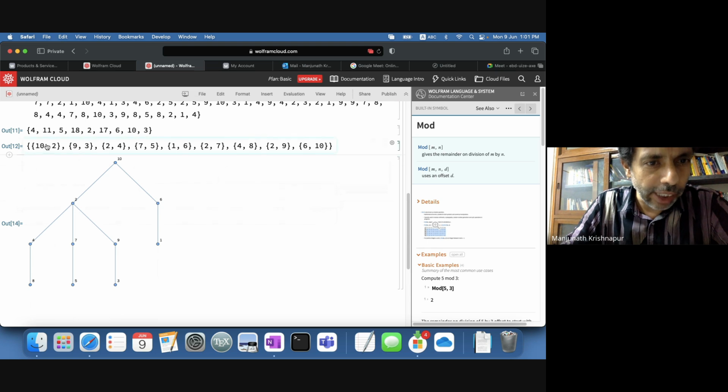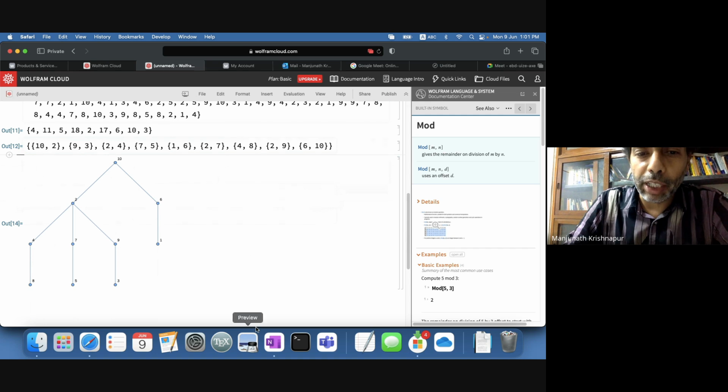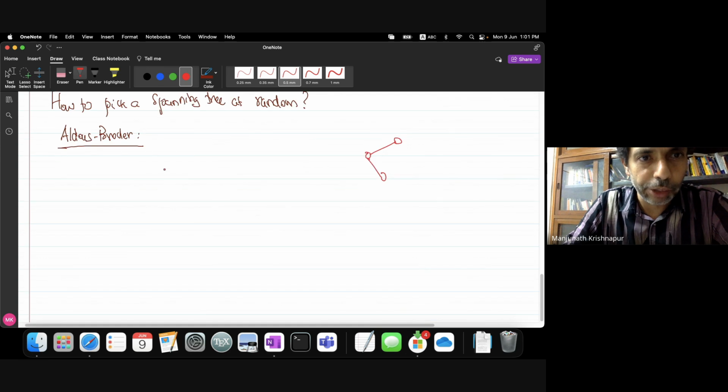Okay, so I have put here edges 10 to 2. Where is 10 to 2? 10 to 2, 9 to 3, and 2 to 4, etc. This forms a tree, and it is equally probable that it is any of the spanning trees. So that is what the Aldous-Broder algorithm tells you.